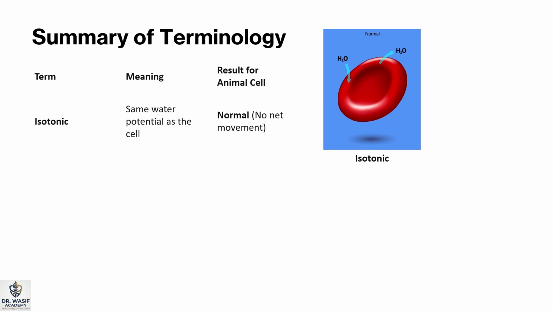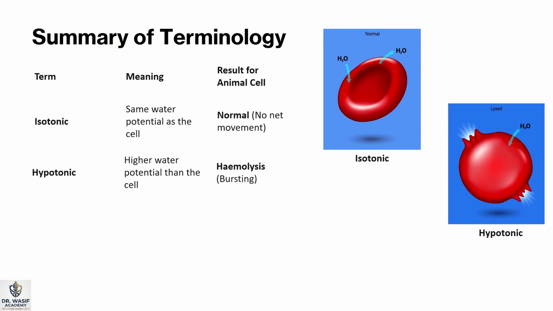So, to bring our study of animal cells to a close, let's look at this master summary. If you can distinguish between these three tonic words, you have mastered the biology of human hydration. First of all is the isotonic environment. In this state, the surrounding fluid has the same water potential as the cell's cytoplasm. And because the potential is balanced, there is no net movement of water. The cell stays its perfect, healthy shape. This is the goal for our blood and tissues.